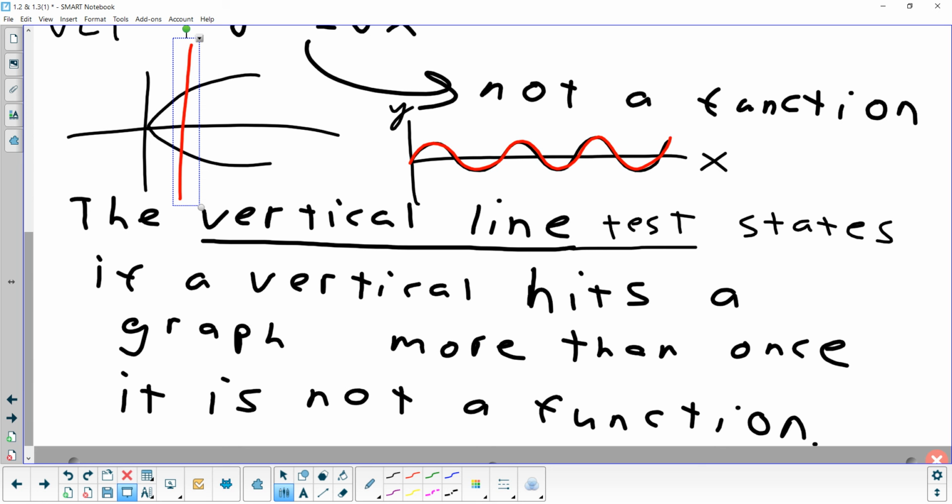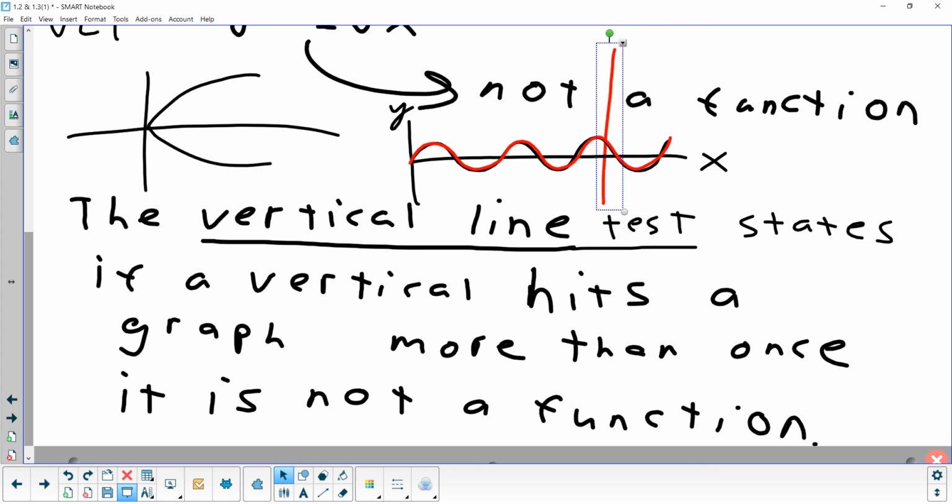The other black lines in that picture are my axes. If I draw a vertical line, the red curve and the red line never hit more than once, no matter where you put it. So that means it's a function.